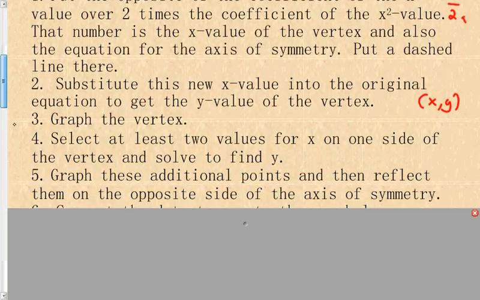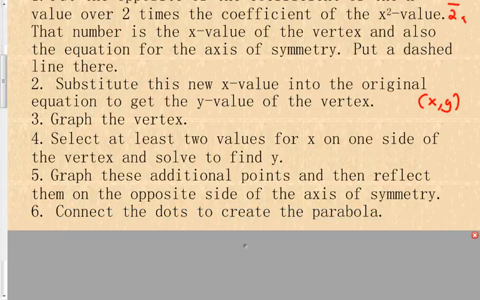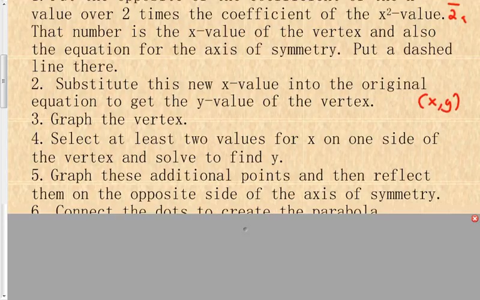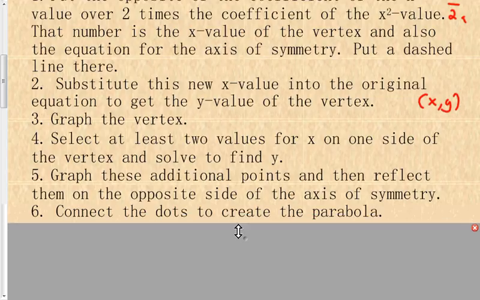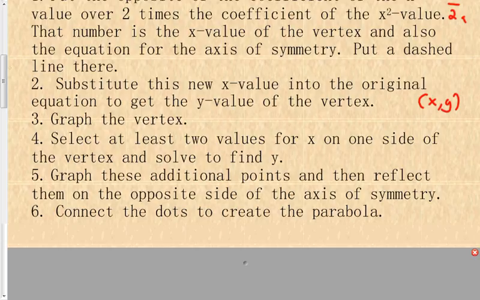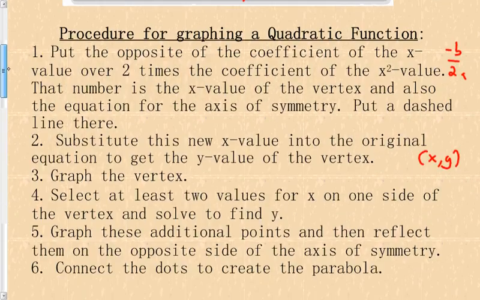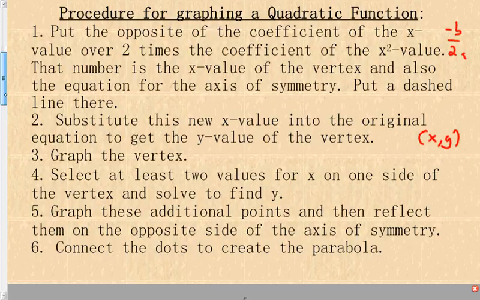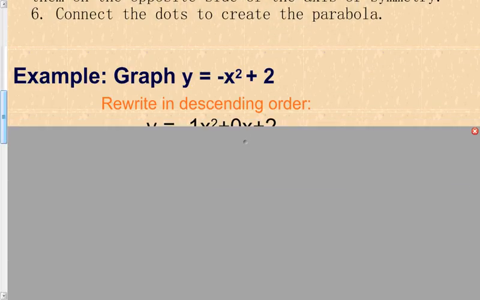Graph those points, and then we're also going to reflect those points over the axis of symmetry to make the other half of the parabola. If you connect the dots, you'll create your parabola, or your U-shape, or upside-down U-shape, and you'll have the graph of the quadratic. So there's those steps. Feel free to pause it and write those down. We're going to actually put those into action right now.